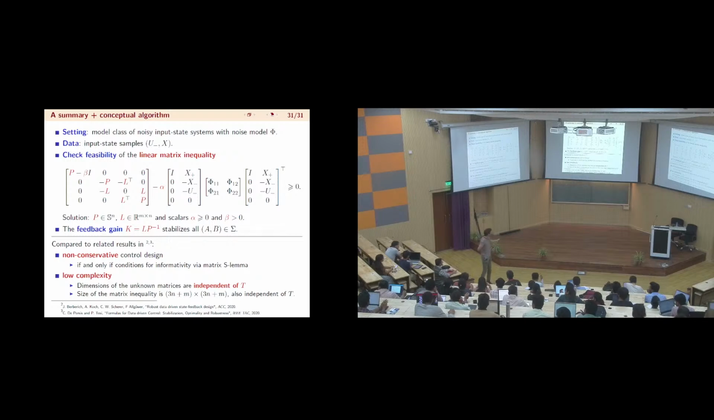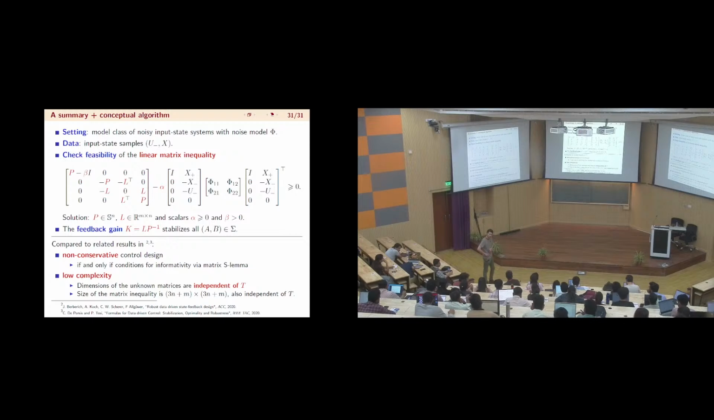But, well, I would say it is quite clear, because for any P and L that solve this inequality, you can choose the feedback gain K to be LP inverse. For any solution, you can get this stabilizing feedback gain. So if you just want stabilization, it doesn't matter which solution you pick to this inequality. Any solution will lead to a stabilizing controller. So, I mean, there are multiple solutions.